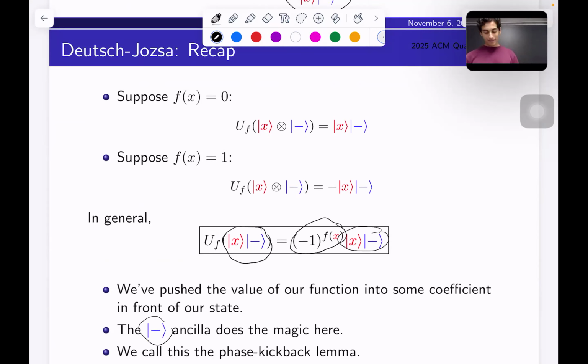And again, the minus state is what allowed us to do this and prove this. Anyone have questions on that? That's an important part.